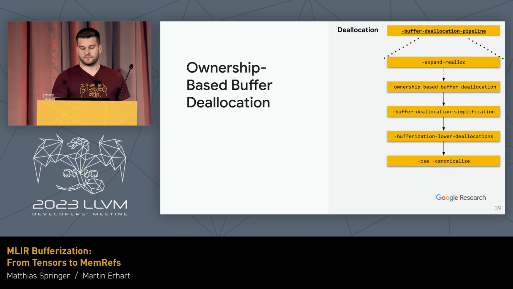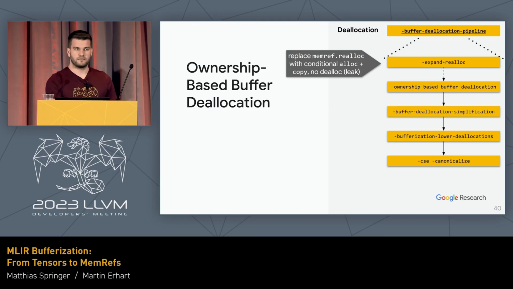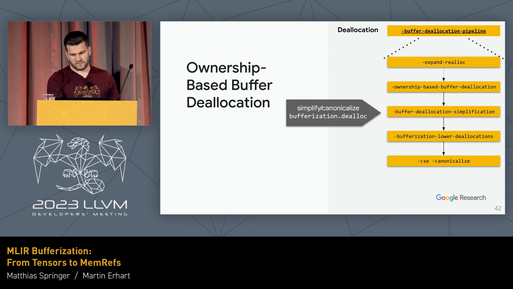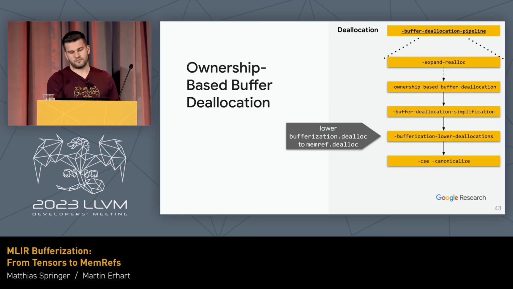So the new buffer deallocation actually is a pipeline that consists of 5 passes. First, we have a pass to expand the MemRef realloc operations, because this op has a deallocation side effect, which we don't support. So we expand it to this conditional allocation, but do not insert the deallocation operation. Then we run the actual ownership-based buffer deallocation pass, which inserts the bufferization.dealloc op, which we're going to talk about in the next few slides. And then we have a pass to optimize this bufferization dealloc op, and afterwards we lower it to memref.dealloc or your custom dealloc operation.